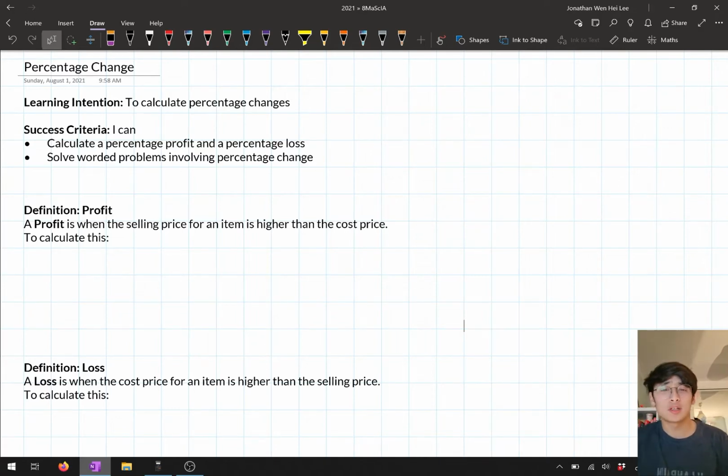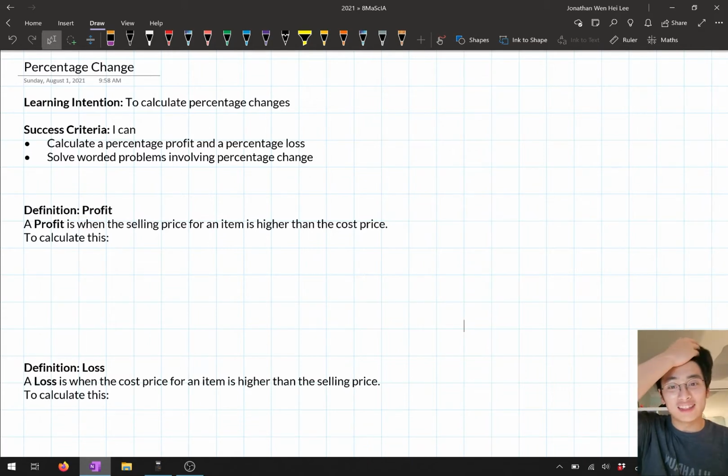In today's lesson we're continuing with our topic of fractions, decimals and percentages, and what we're going to be talking about is a thing called percentage changes. So what we want to be able to do by the end of this lesson, today's learning intention, is to calculate percentage changes, and by the end of the lesson we want to be able to calculate a percentage profit and a percentage loss and solve word problems involving percentage change.